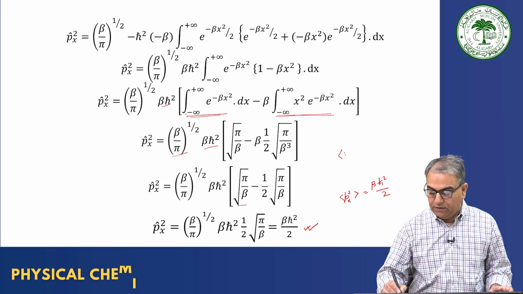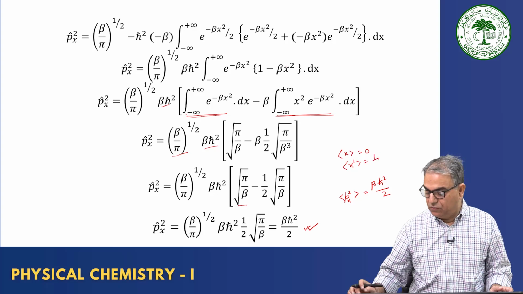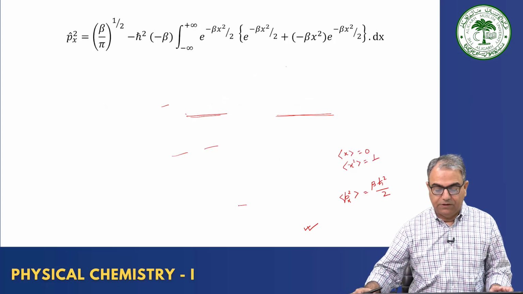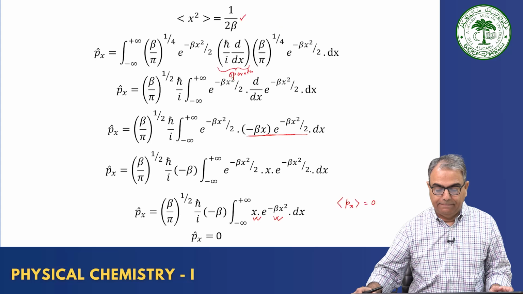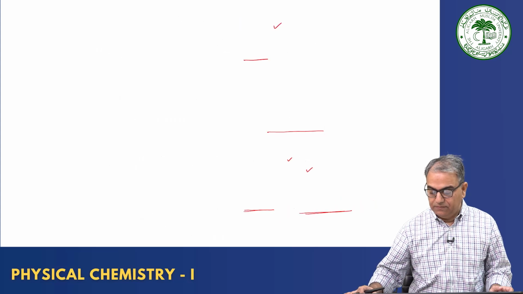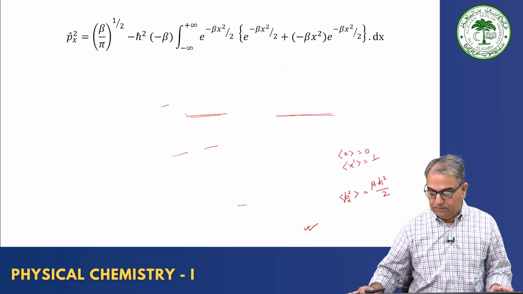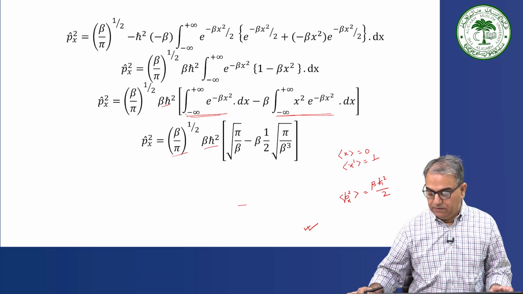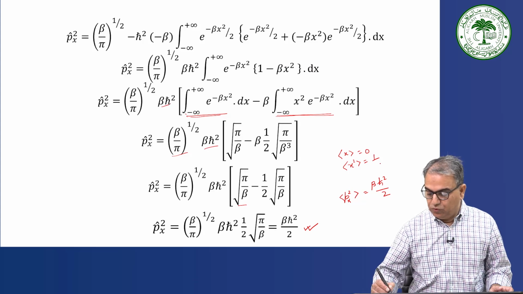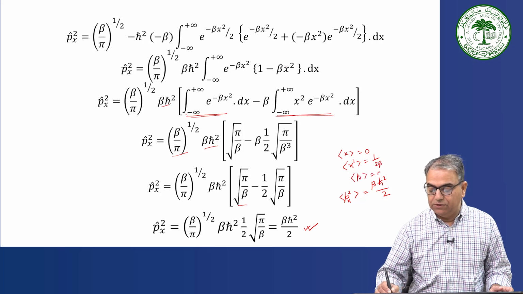We have x value equal to 0. We have x square value equal to 1 by, I think, root beta. Let me check it. 2 beta. Okay, so 1 by 2 beta, and we have expectation value of px equal to 0.